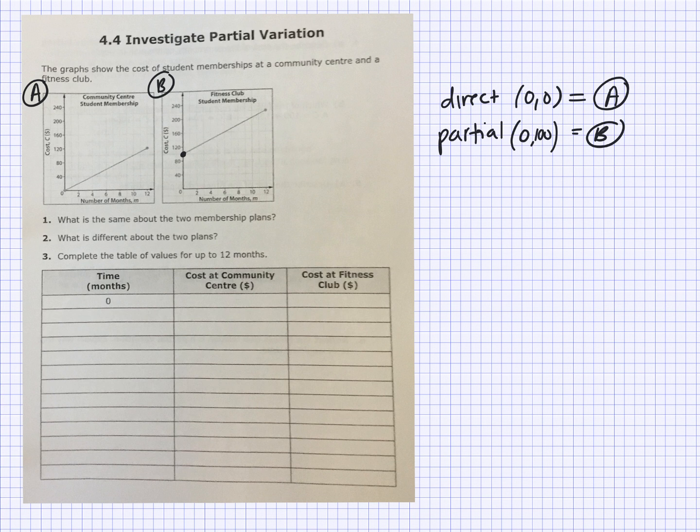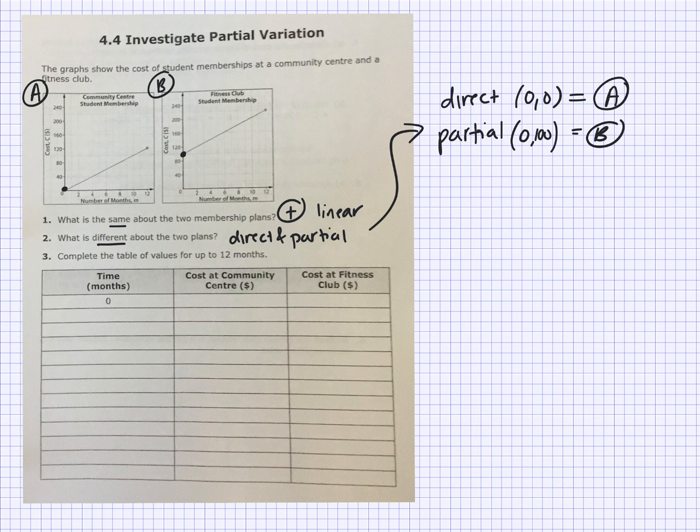Okay, so that's one thing that's different between the two graphs. One's direct and one's partial. We explained it over here. Is there anything that you can tell me that's the same about the two memberships? They are both positive. Is one of them linear and one of them nonlinear, or are they both linear? They're both linear. Good.